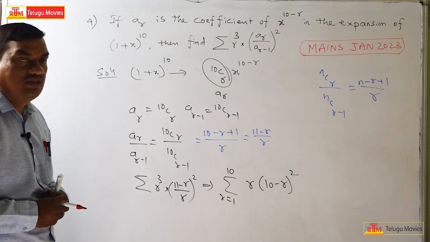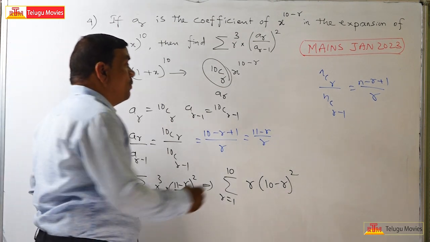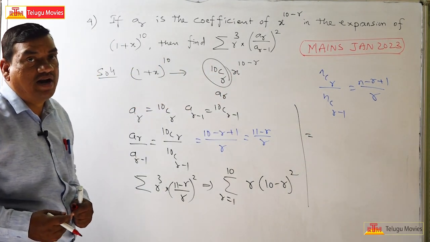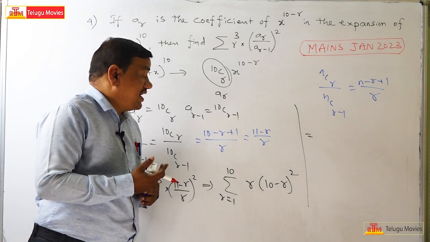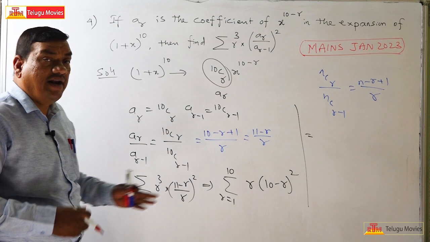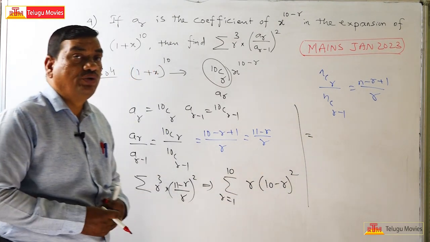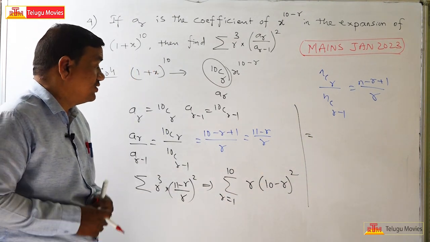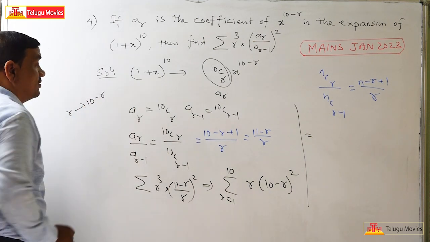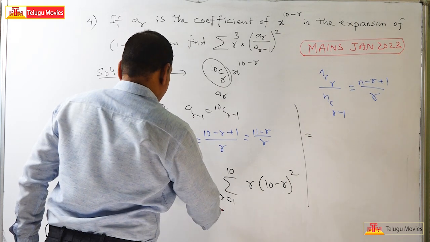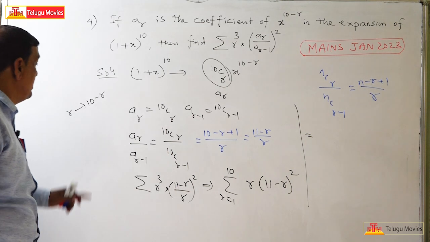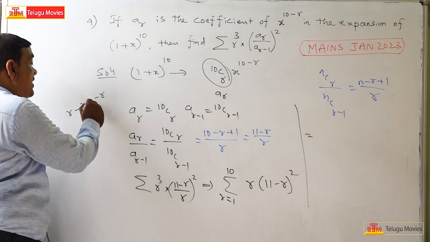So, you can do this problem very easily. How to do this? We can expand (11 minus r) whole square and multiply r inside. But without doing that also, we can do a short trick method. That means replace r with 11 minus r.